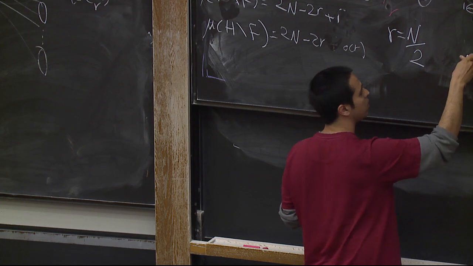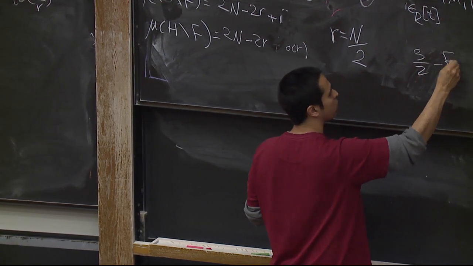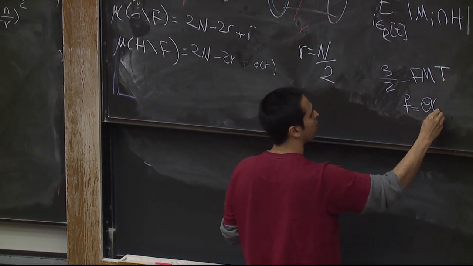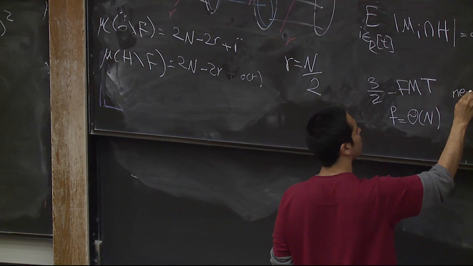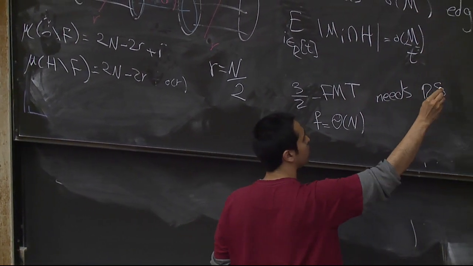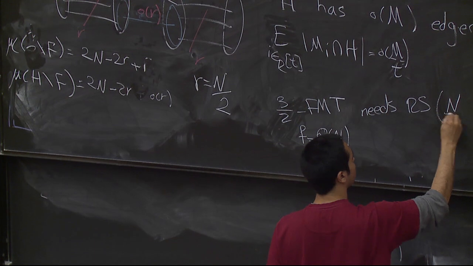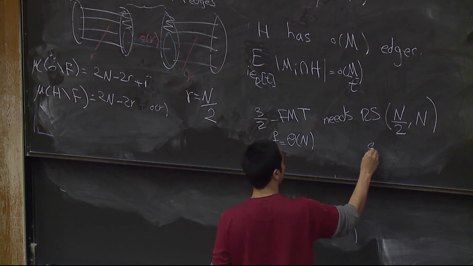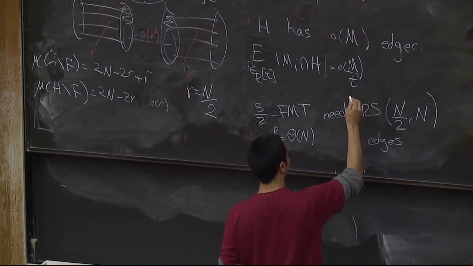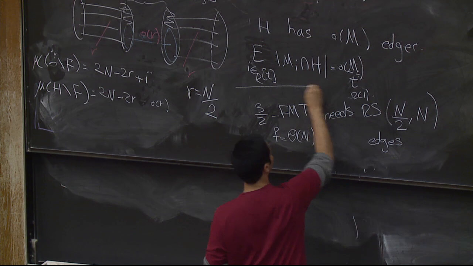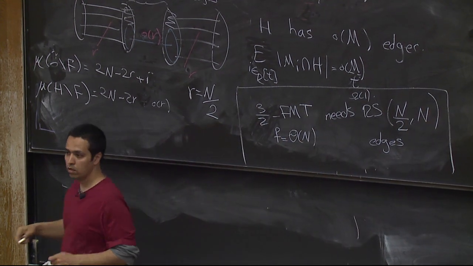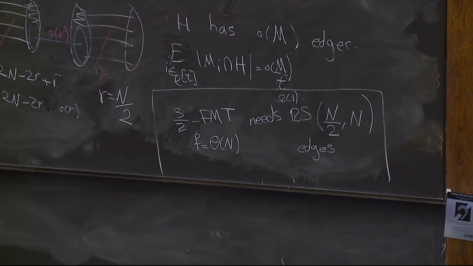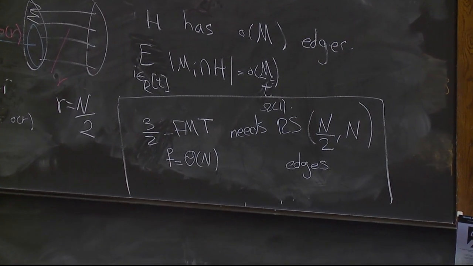It means that 3 over 2 fault-tolerant matching with F equal, let's say, theta n needs RS of n over 2 and n edges. Omega of that, omega 1 times that. Does this make sense? We proved this already.